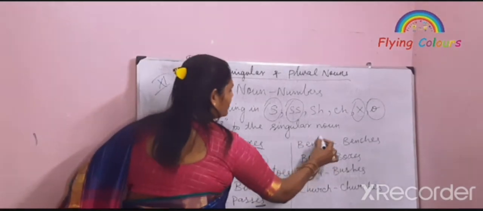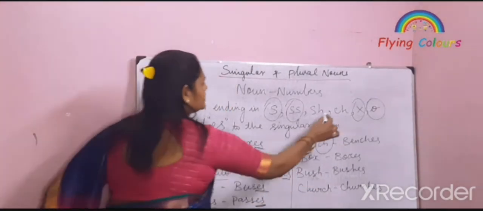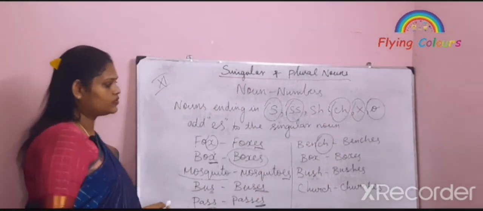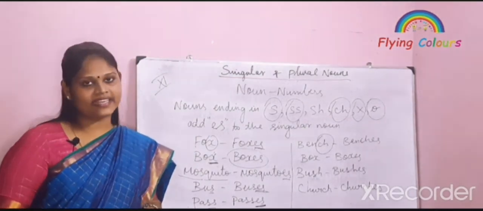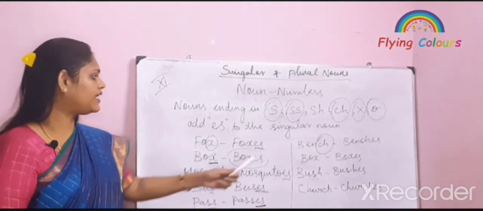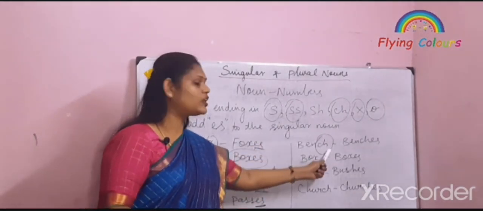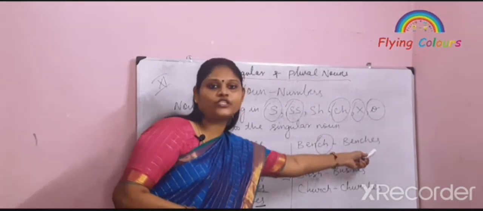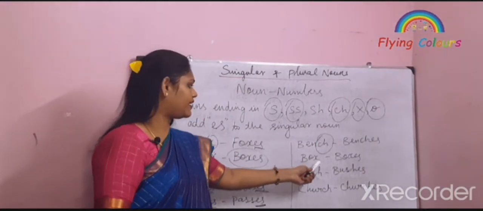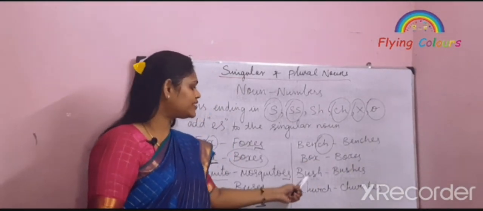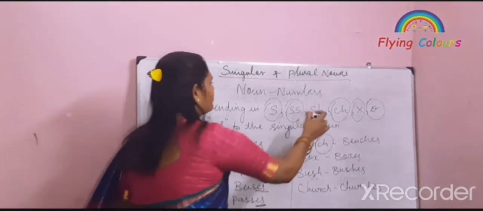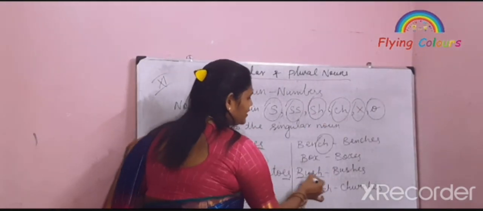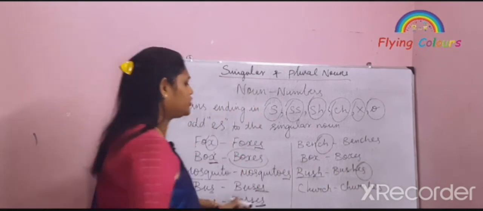Next, the singular noun ends in CH. CH is the word. So bench. You can make it into plural by adding ES, benches. B-E-N-C-H. Copy the singular noun as such and add ES to it. Box, again boxes. Bush. This singular noun ends in SH. Copy the singular noun and add ES to it, bushes.